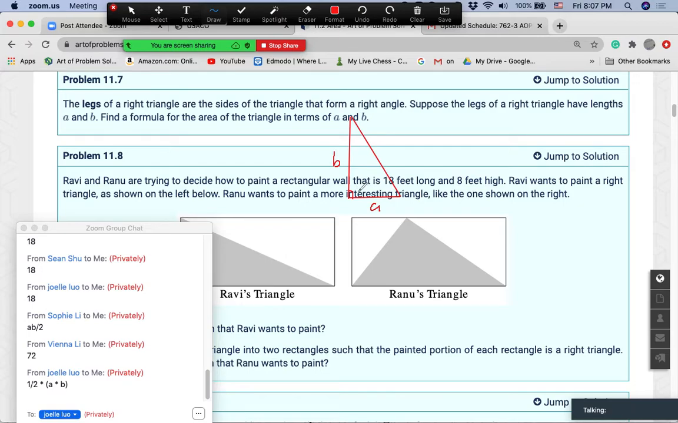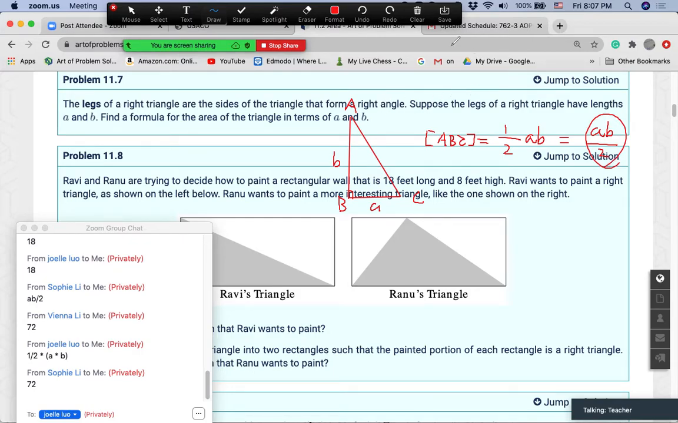Okay, Julia got it correct. So the area of this triangle, suppose this is triangle ABC, the area of triangle ABC equals 1/2 of A times B. You can also write this as A times B over 2. This is the correct answer. They did not give you numbers, so you should not write numbers.